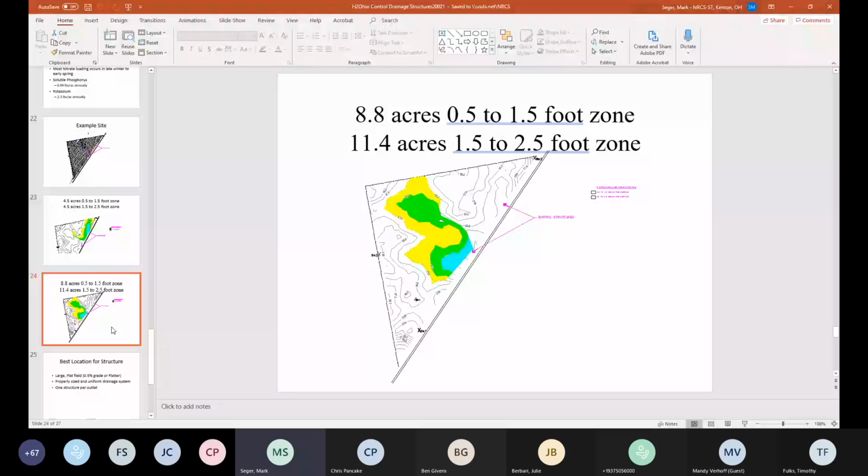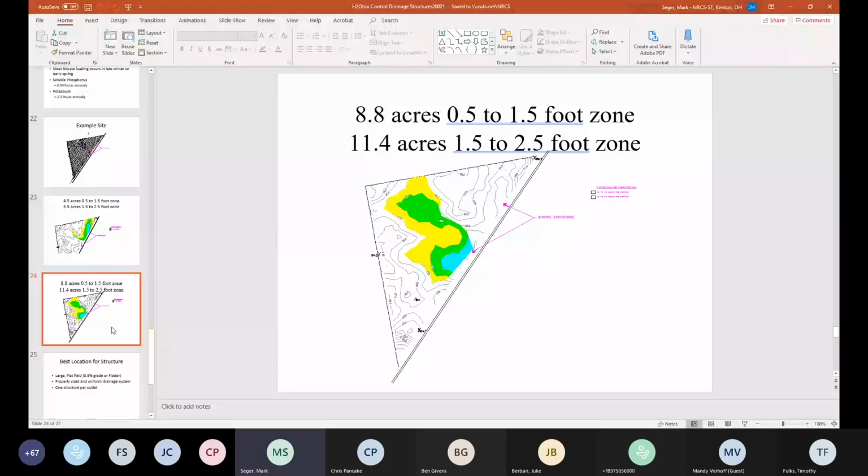But individually, the one to the north would not. Combined, if we put them on the same plan set and mark them in a beehive as 30 acres of influence under one structure or one site, we would meet the requirements. So hopefully that makes some sense.